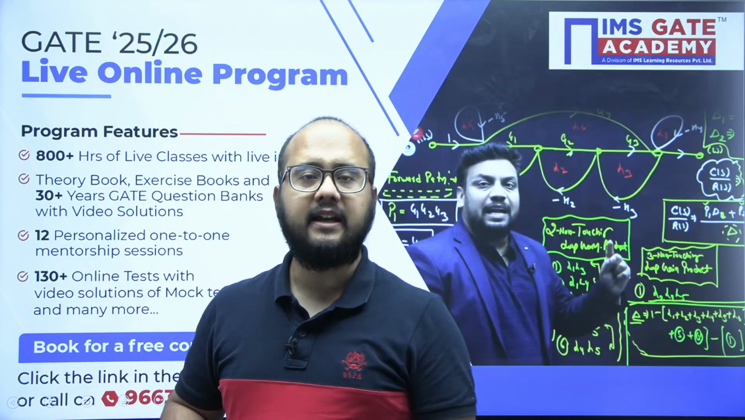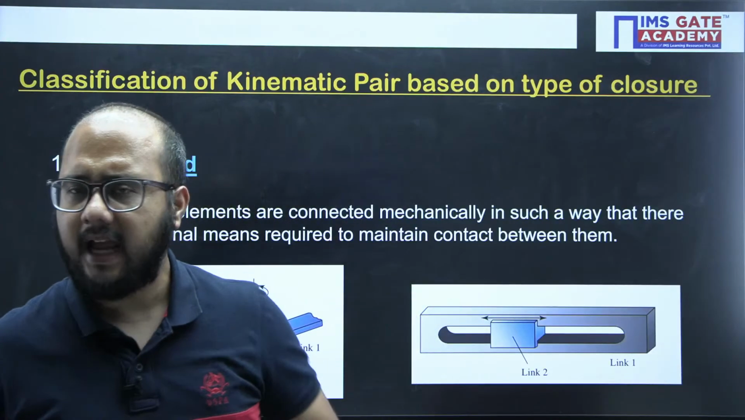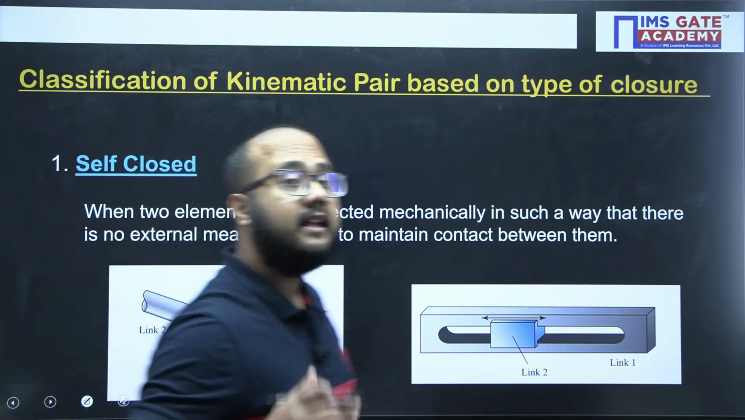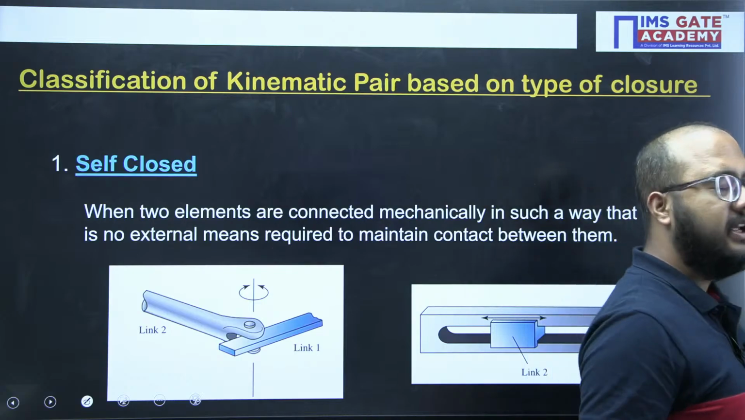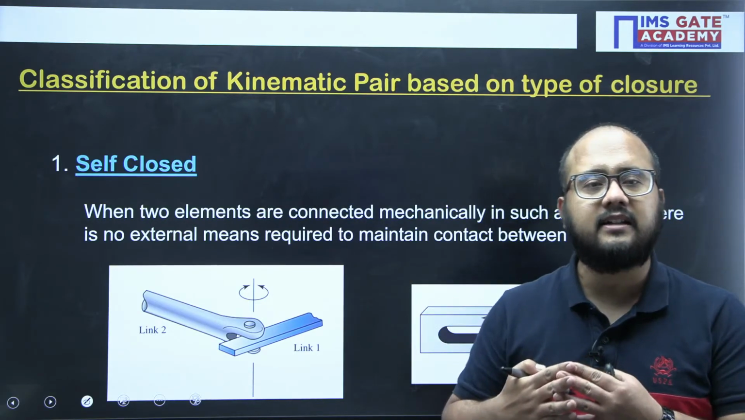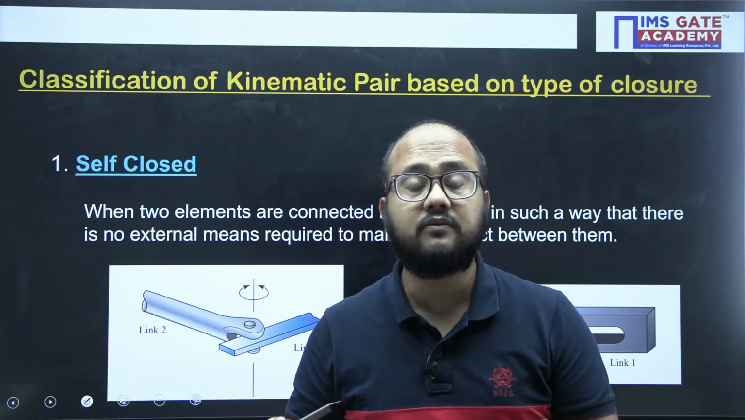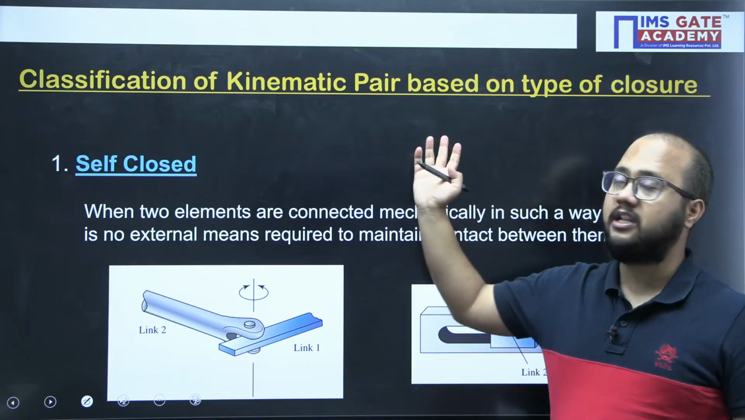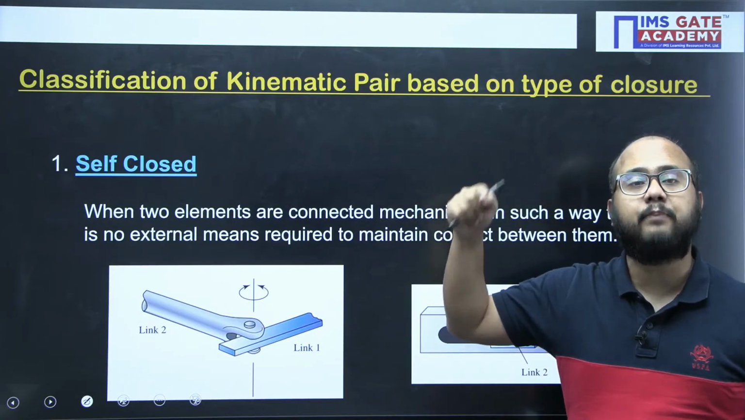So now we'll enter into our subject here. In the last class, as I already told you, we discussed the kinematic pair, or kinematic joint. Whenever two links get connected, it is a joint. So, classification of kinematic pair based on the type of closure.